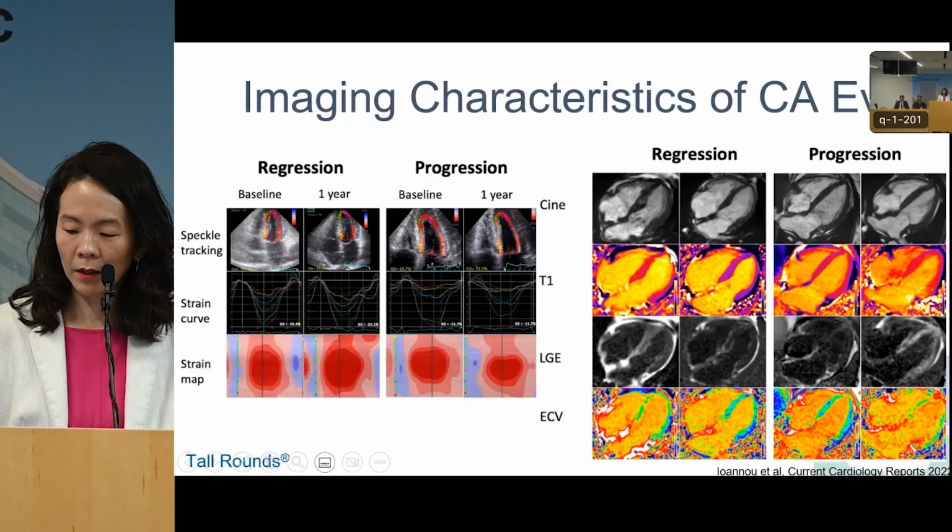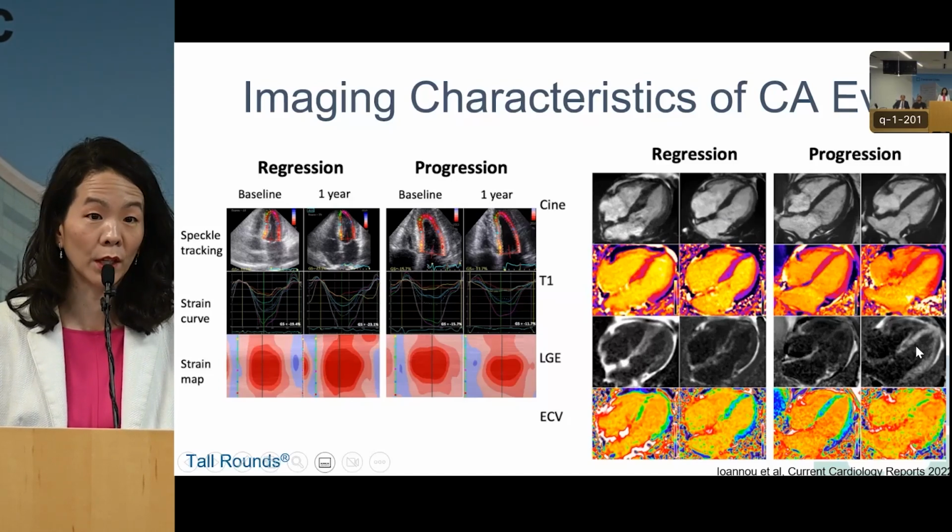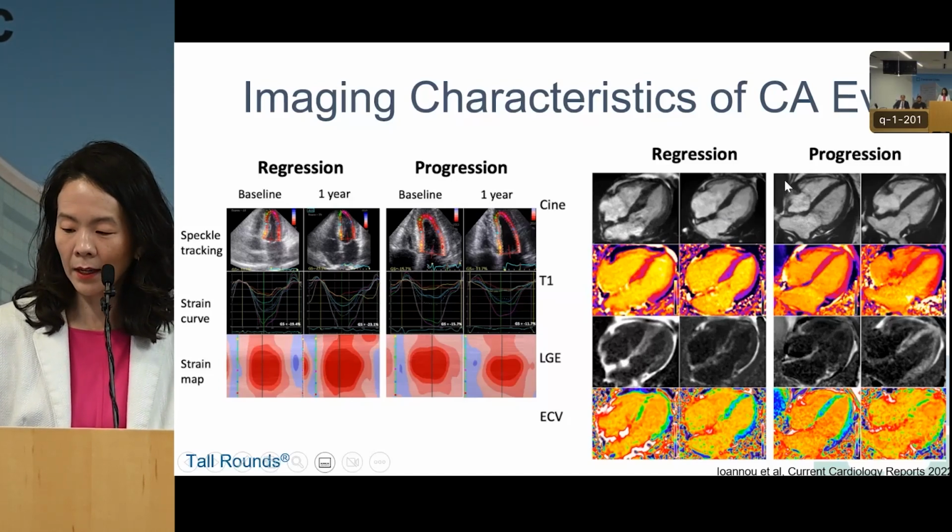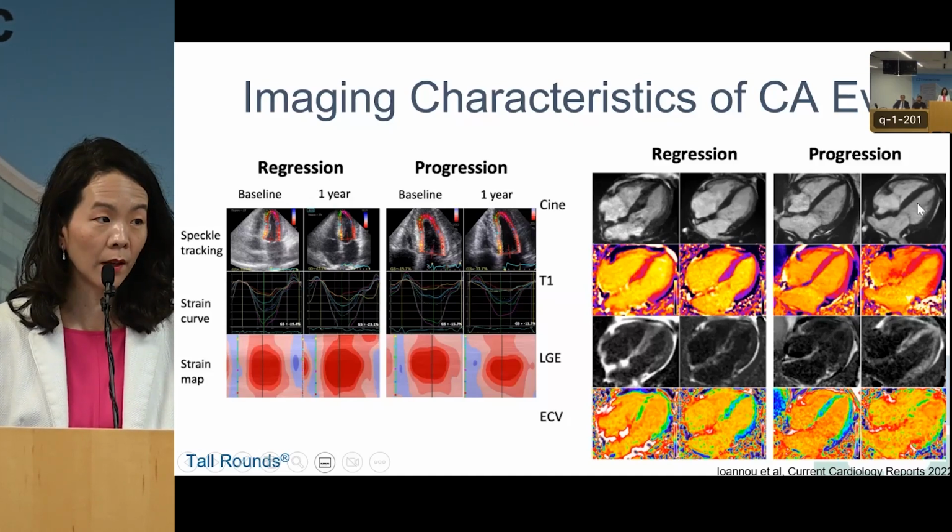This is in contrast to CMR. So you can see with CMR, with the LV thickness, you can see a little bit of regression, but it's very striking actually when you look at T1 mapping, LGE, and ECV. This is a patient that had diffuse LGE with treatment. You can see very striking regression. And this patient, unfortunately, did not respond to treatment. And you can see that there was not that much LGE to begin with and striking progression over time. And again, in this patient with progression, there was not that much increase in LV thickness that you could see with echo.